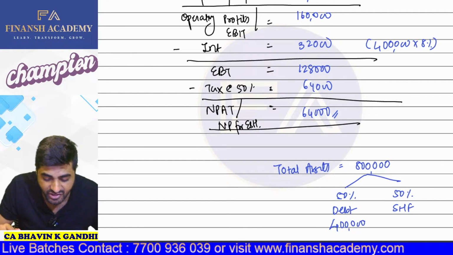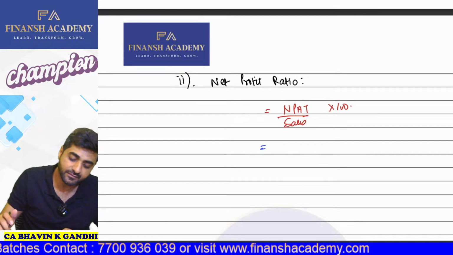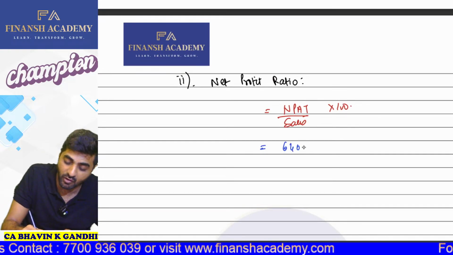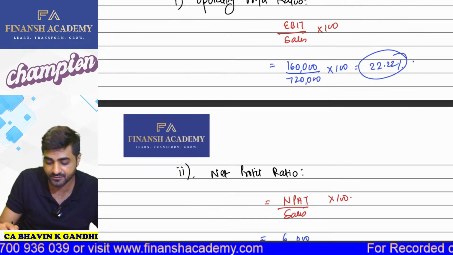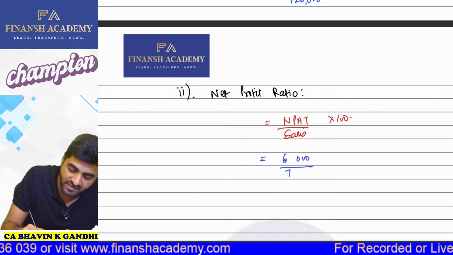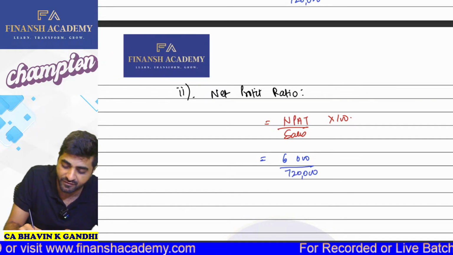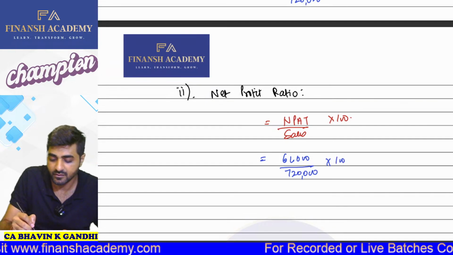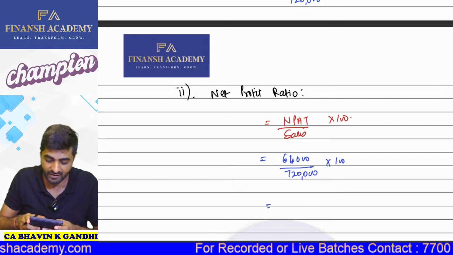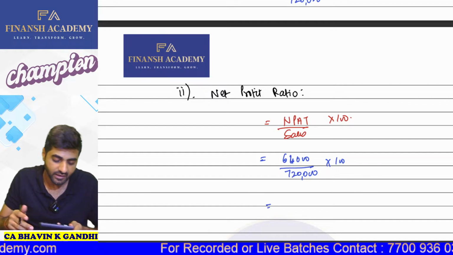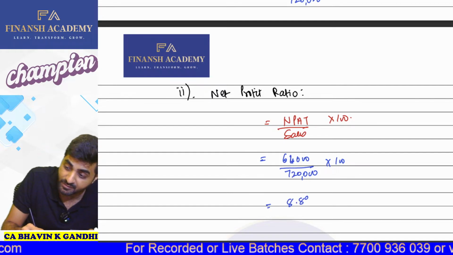What is the amount of the NPAT? Just check. 64,000. Do we have the amount of the sales? Yes, sir. We do have the amount of the sales, which is 7,20,000. So now, guys, we just have to do the formality of substituting the figures. Okay, so this will now be 64,000 divided by 7,20,000 into 100. So that is 8.89%.